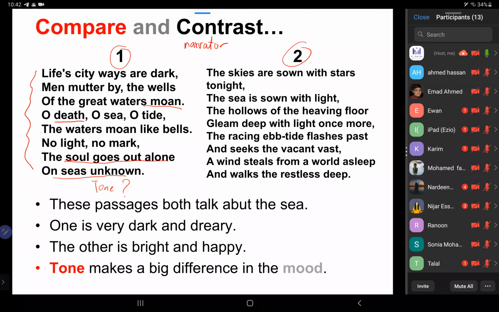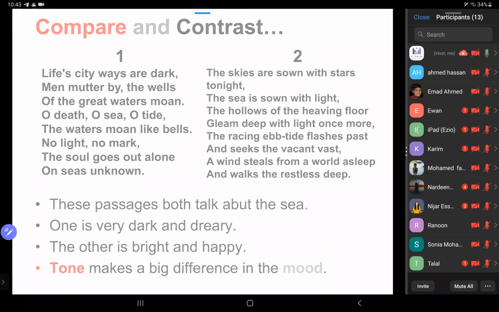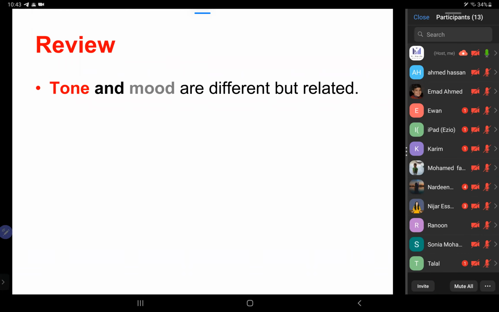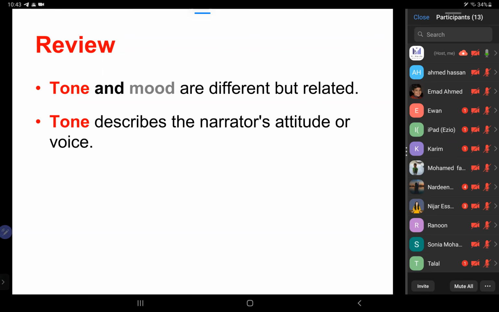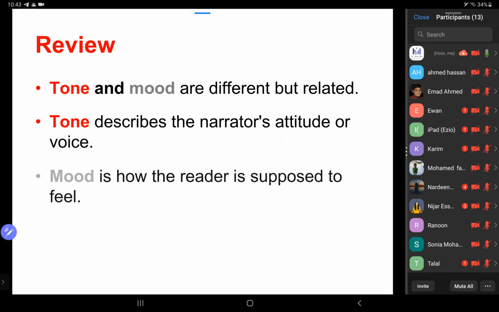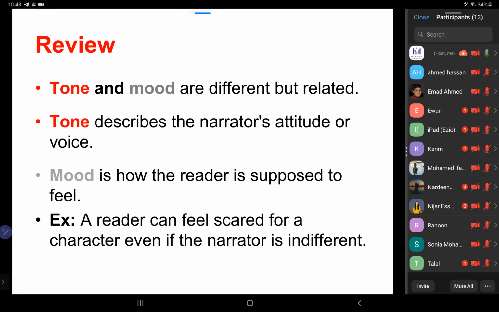And of course, depending on what the writer or the narrator is doing, you will feel differently. This is the mood. Mood is how you feel. The tone is how he or she, the writer or the narrator, feels. So again, tone and mood are different but still related. Tone describes the narrator's attitude, while the mood describes how we feel.